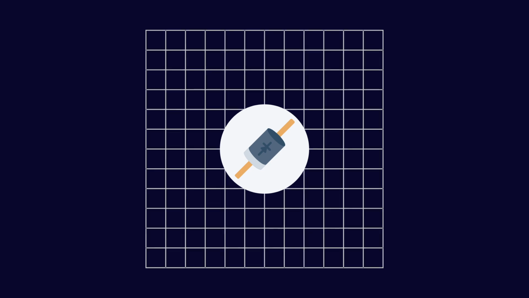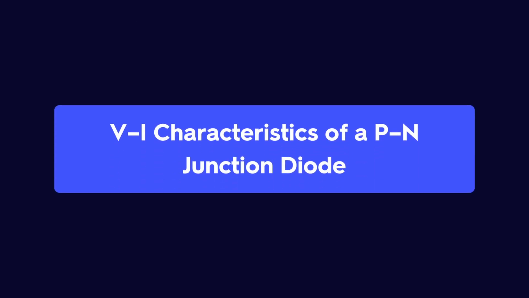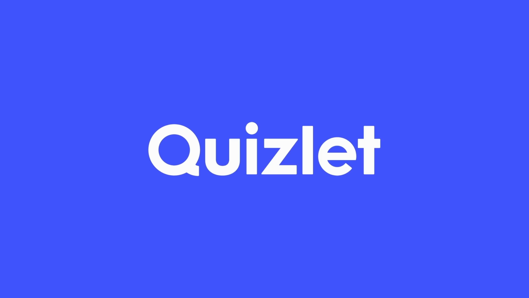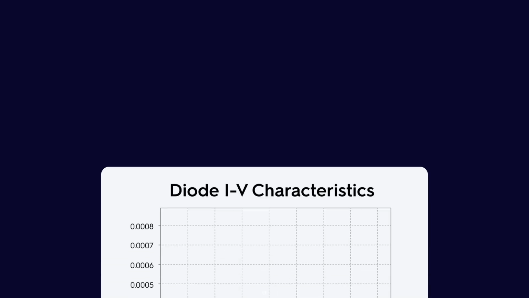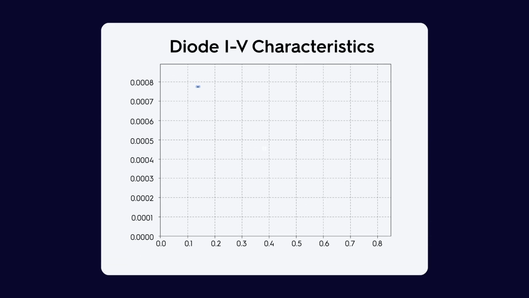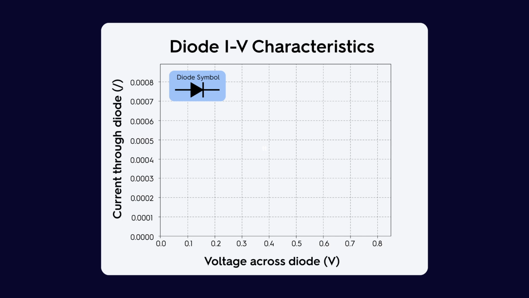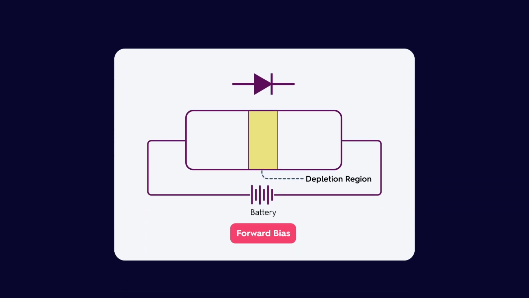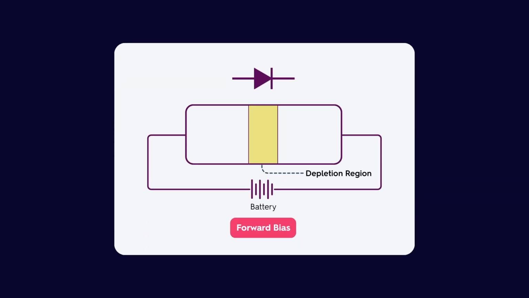In this video, you will learn how to summarize a p-n junction diode in a single graph called its VI characteristics. Let's begin by setting up that graph. We will plot the voltage across the diode on the horizontal axis and the current through it on the vertical axis. Now let's examine what happens in each operating region, starting with forward bias.